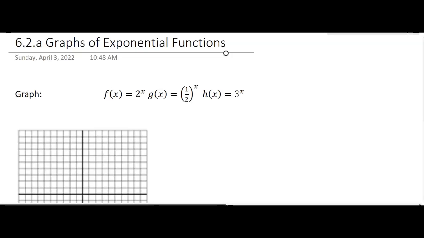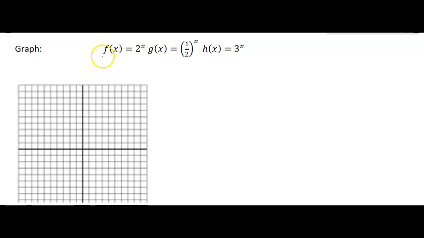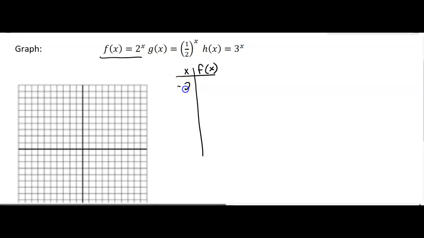Okay, so we're going to look at how to graph exponential functions. Mine's kind of squished here a little bit, my different functions here. But first we're going to look at this one, f of x. Now what we're going to do is make a table of values. So I'm going to put in x, f of x, input, output. And I'm going to use the numbers -2, -1, 0, 1, and 2.